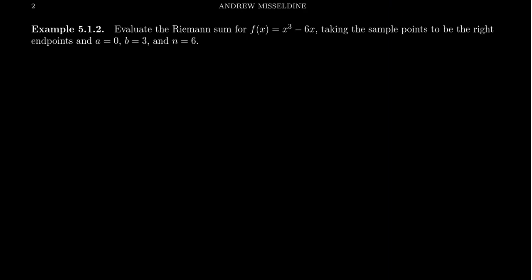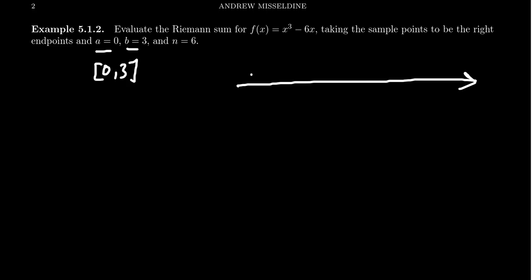So imagine we have the function f of x equals x cubed minus 6x, and let's say that we wanted to calculate the area under this curve. Now, we don't necessarily have to draw the picture to know what's going on here, but I'm going to draw the x-axis to give some illustration. So our domain is going to be from a to b, which in this case is going to be 0 to 3. And so these are the places we're going to mark off on the x-axis. We want to go from 0 to 3, like so.